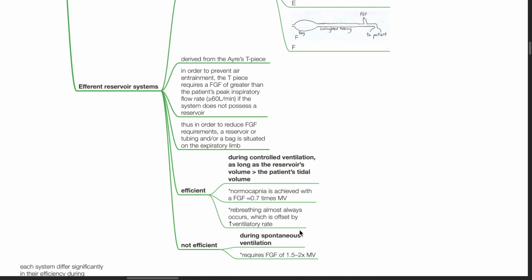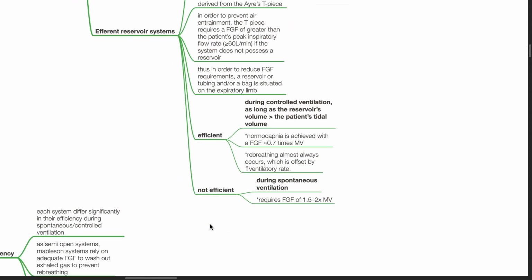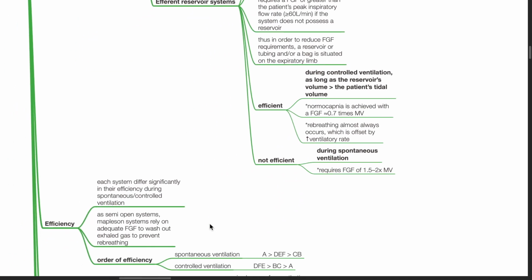expiratory limb. Efferent reservoir systems are efficient during controlled ventilation as long as the reservoir's volume exceeds the patient's tidal volume. Normocapnia is achieved with a fresh gas flow of about 0.7 times minute ventilation. Rebreathing almost always occurs, which is offset by increasing ventilatory rate. Efferent reservoir systems are not efficient during spontaneous ventilation and require a fresh gas flow of 1.5 to 2 times the minute ventilation.